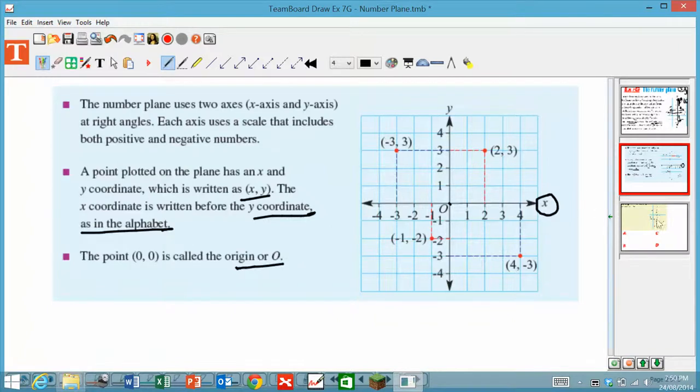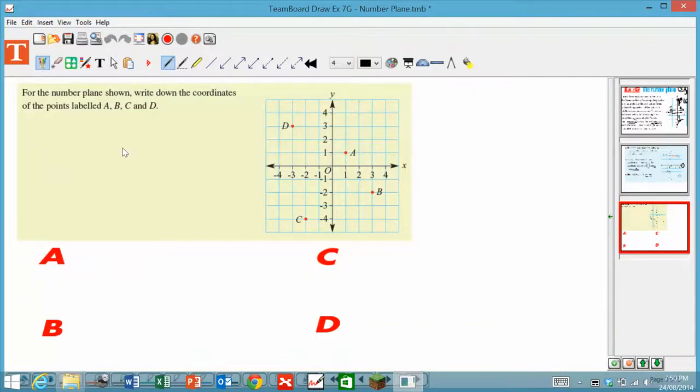I'm not going to go over too many examples here. It's going to be fairly quick and easy because you have been doing some of these in your MathMate sheet. We'll do a few different activities, a little bit out of the textbook, just getting used to plotting points and identifying points on a number plane. For the number plane shown, write down the coordinates of the points labelled A, B, C and D. Pause this video, write down the coordinates, then come back and we'll check your answers. It'll only take you a minute. Off you go.